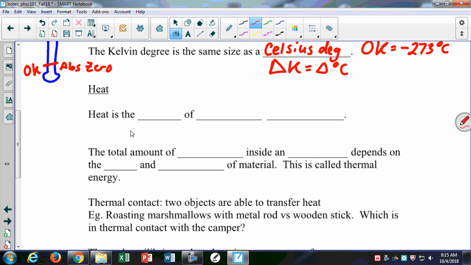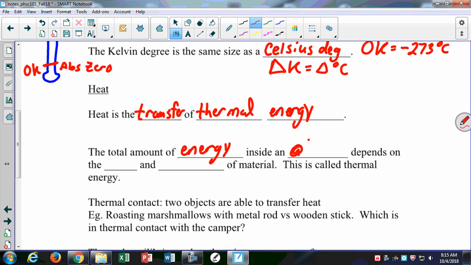We already talked about heat, but heat is the transfer of thermal energy. And the total amount of energy inside an object depends on the type and amount of material. This is called thermal energy.